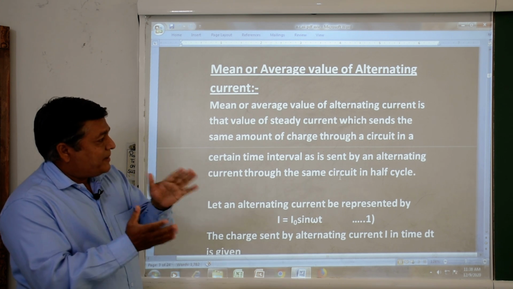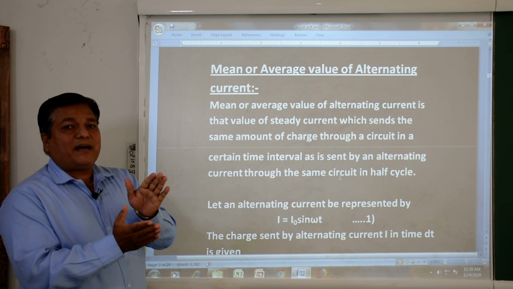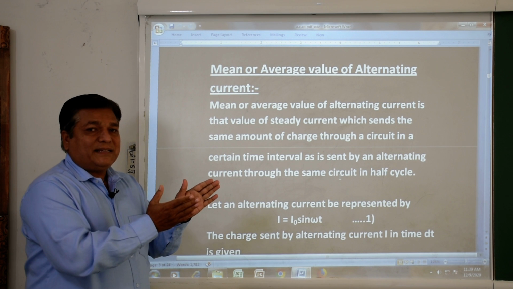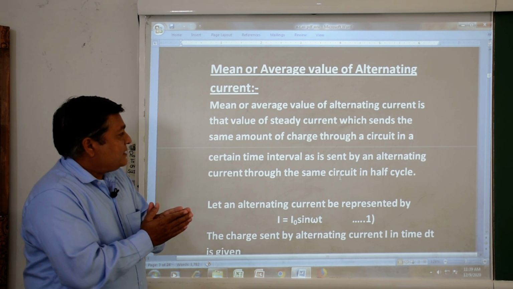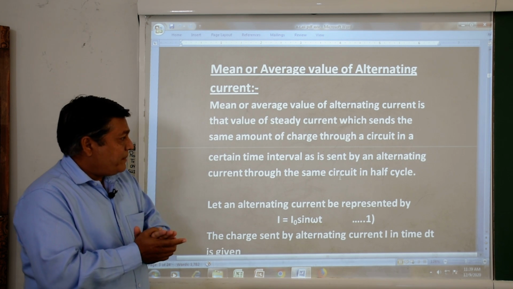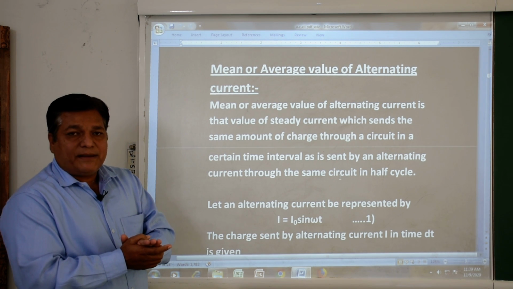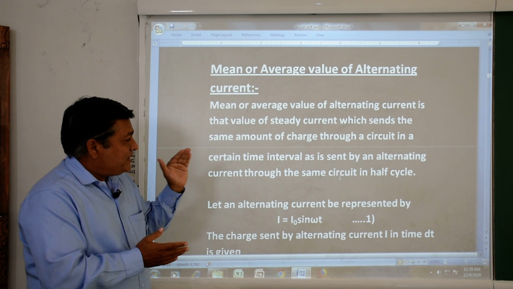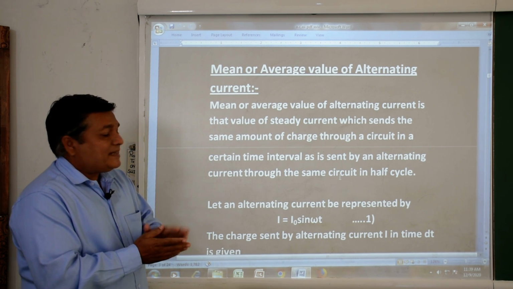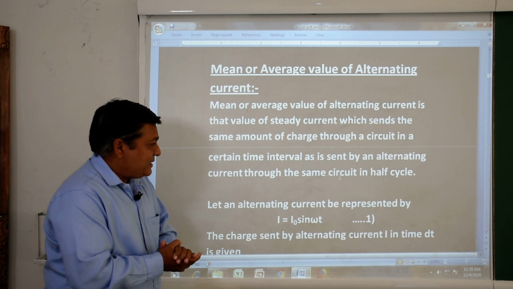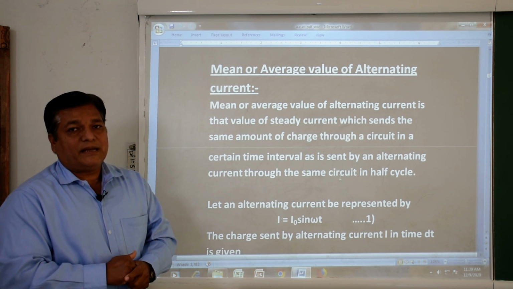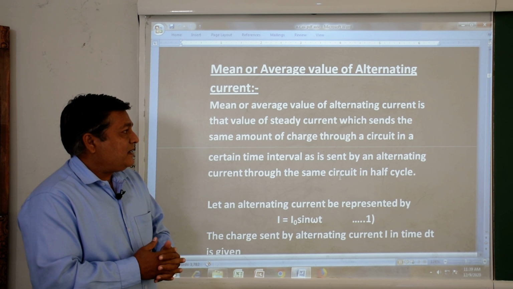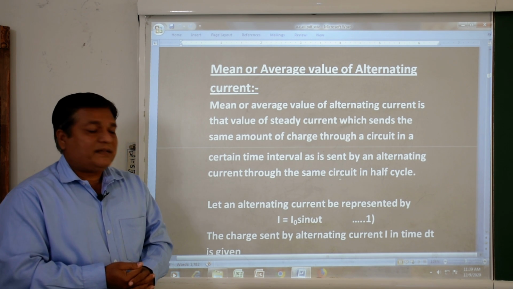So we are comparing the amount of charge sent by both DC and AC. The time interval should be the same for both, they are sending charge in the same circuit, and we are using the half cycle of alternating current, which is compared with the DC here.